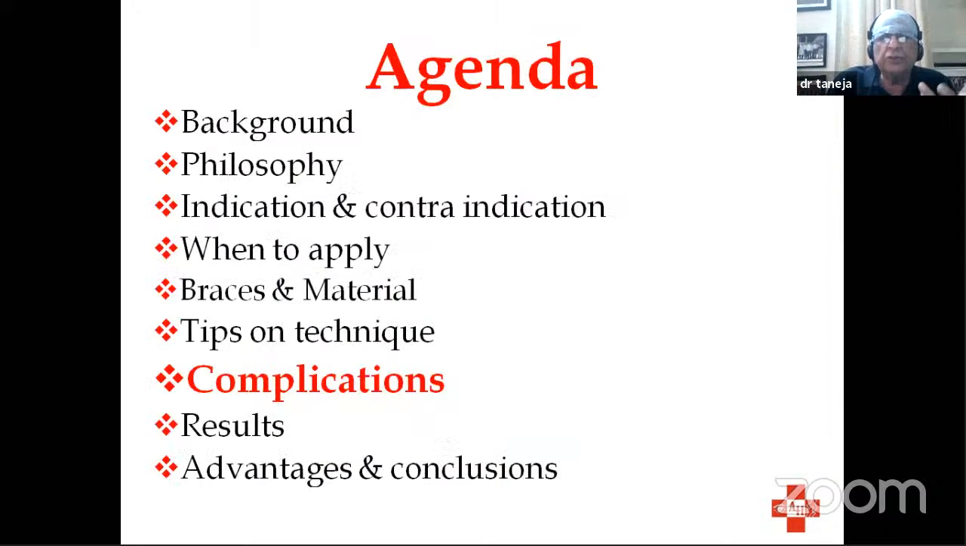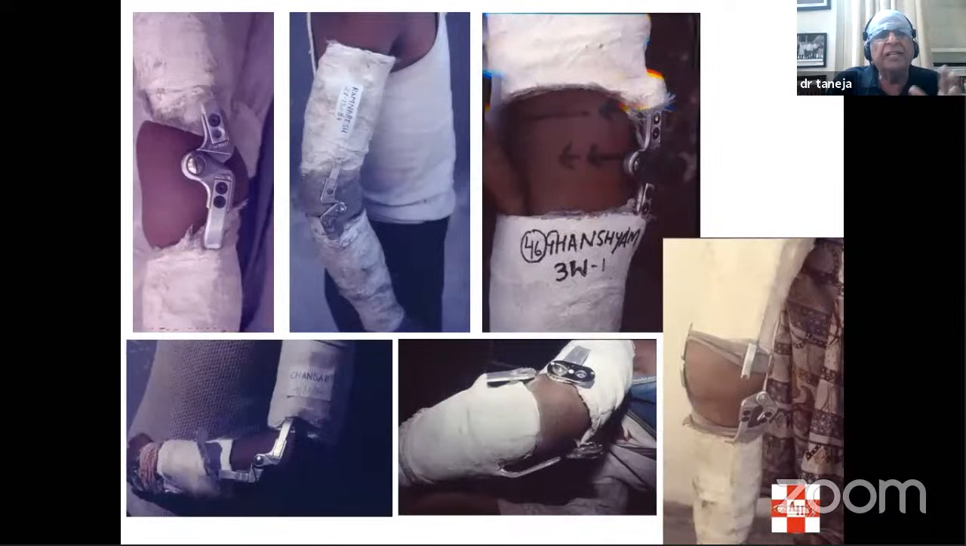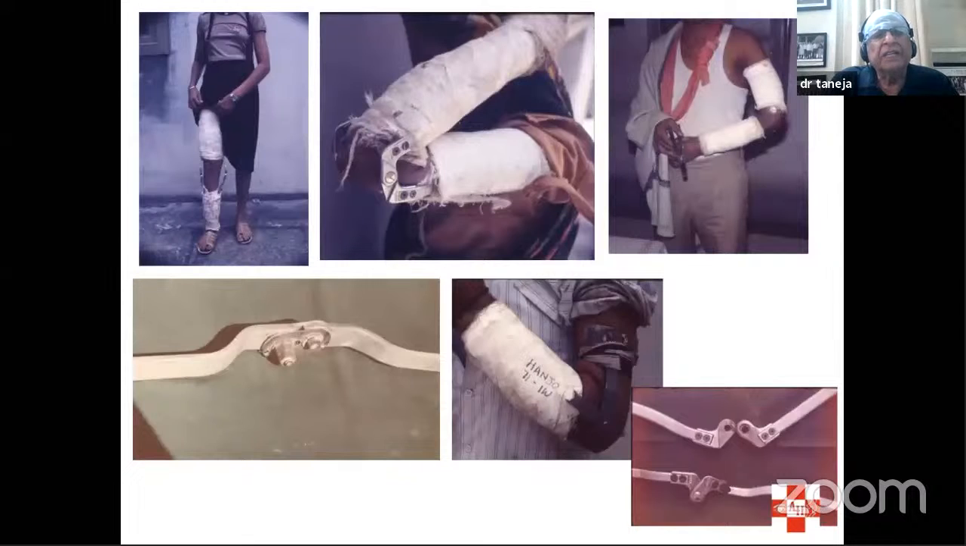Now, any method that you use, there are always a lot of complications. You have swelling, breaking of the braces, loosening, breaking of the plaster of Paris, delayed union, non-union, malunion. I'll show you some of my complications. Like in this patient, it has become loose, in some patients it has broken, and in some it has totally broken again. In patients who use these braces very vigorously, all these complications can take place. The plaster can become loose, it can come down. Some people go and do their own repair.